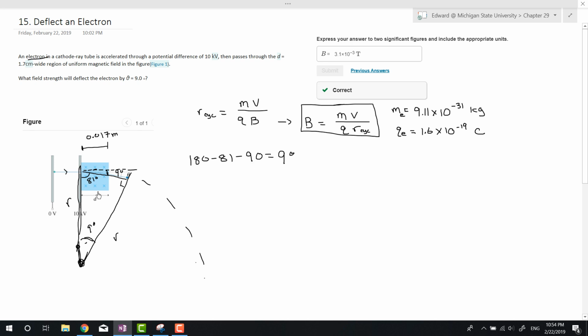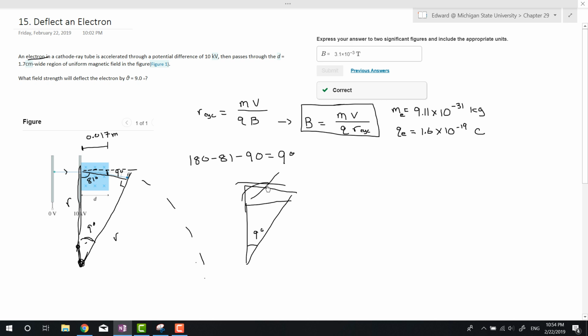But how do we solve for R? We don't know any of these lengths. Let me go ahead and redraw this triangle. That's a terrible redraw. If we successfully redraw this triangle, we know this angle is 9 degrees. We can just cut it off short right there.